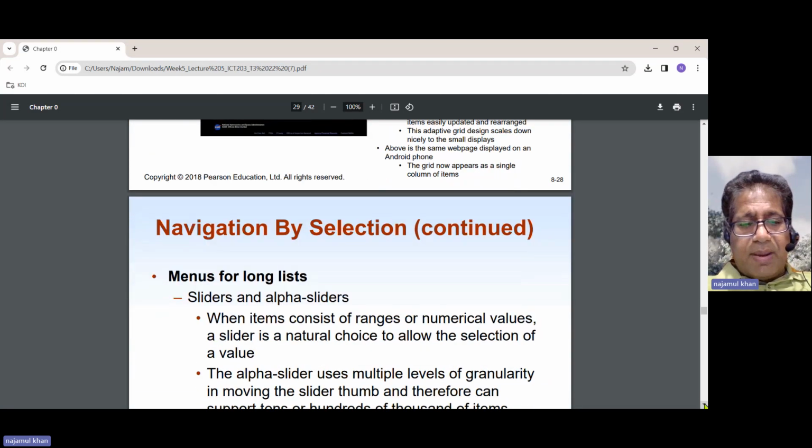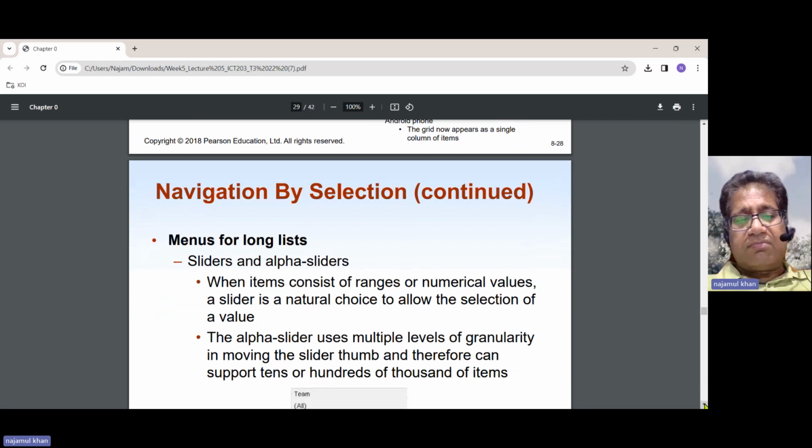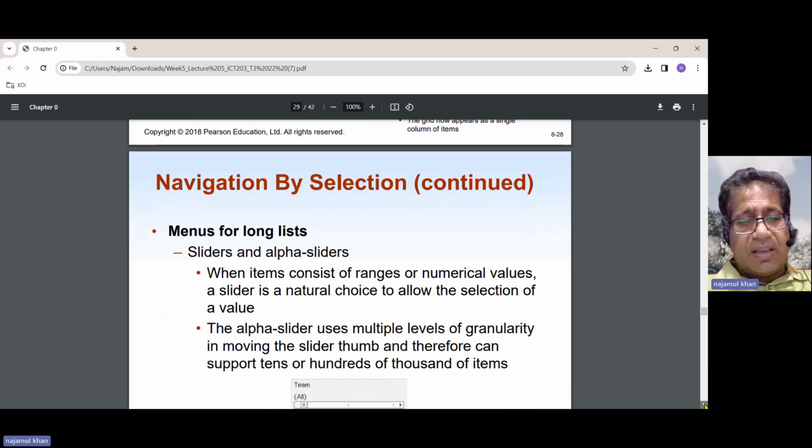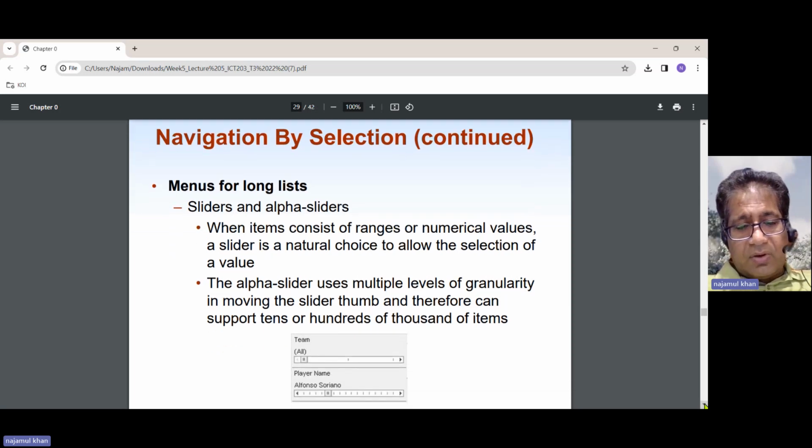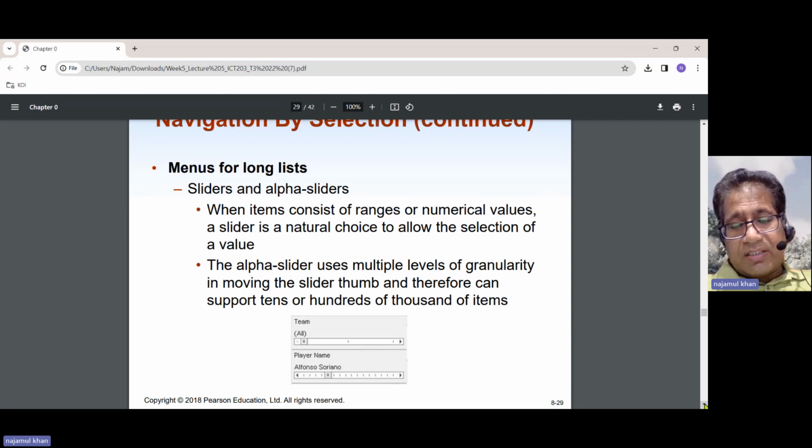Okay, now menus for long lists, maybe sliders and alpha sliders, they are common. You can see the examples here as well. Alfonso Soriano, maybe it's the name of a player, and you want to check some information about that. Many screens are offering this, and sliders can be found on mobile phone screens. Many designers are working on that as well.